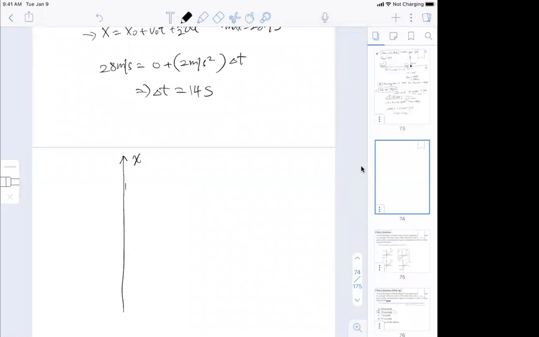So this is the position versus time graph. The car starts at 0, x equals 0, and it is moving with a constant acceleration, so it's something like that in terms of the curve. And at this point, 14 seconds, the car has traveled 196 meters. That's what we calculated. Okay.